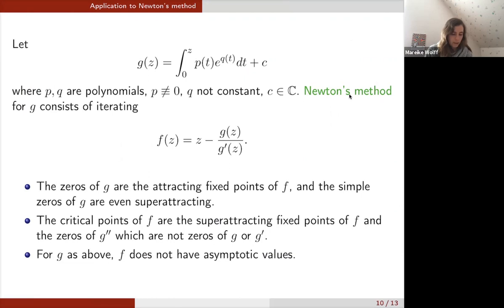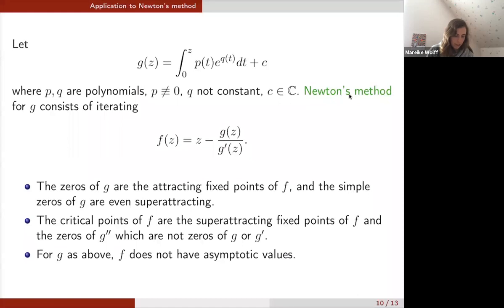And the critical points of f are the super-attracting fixed points of f and the zeros of g double prime, which are not zeros of g or g prime. And well, for our function g under consideration here, g double prime is some polynomial times e to the q, so it has only finitely many zeros. So all but finitely many critical points or critical values of f will be super-attracting fixed points.